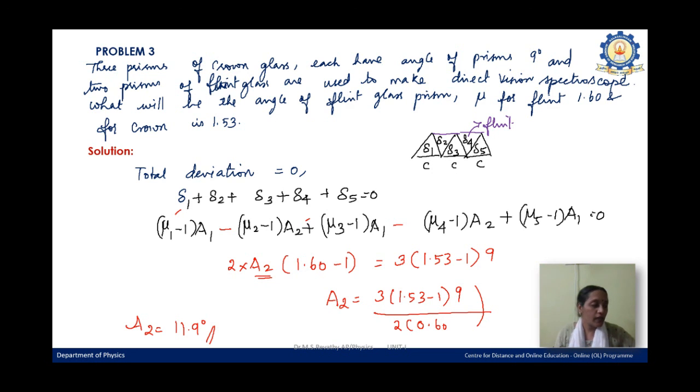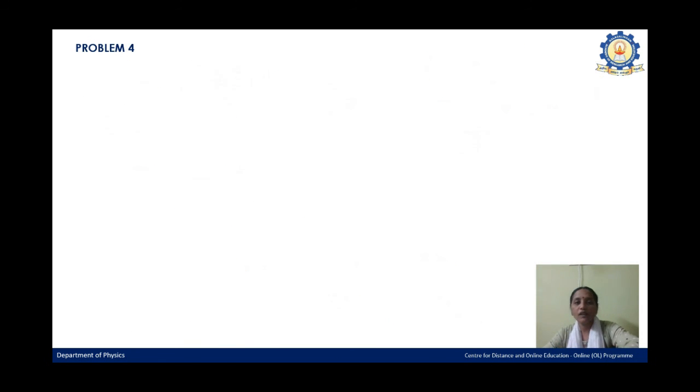A similar kind of thing, we'll just do one more problem related to problem 3. So previously we have completed the flint glass and crown glass combination. So now let us work out one problem.